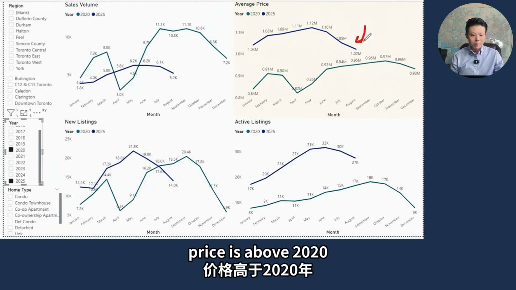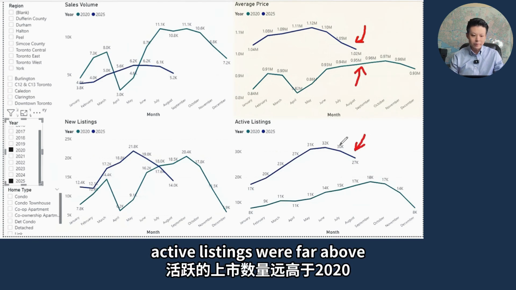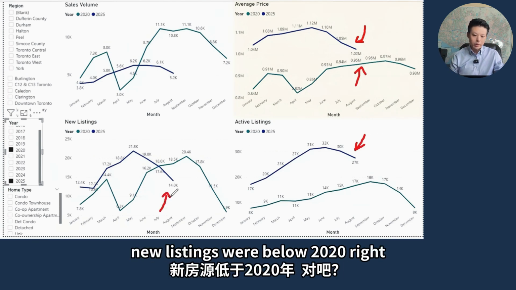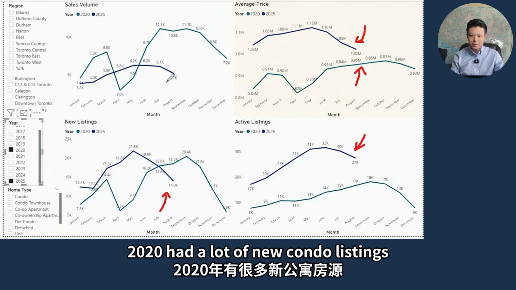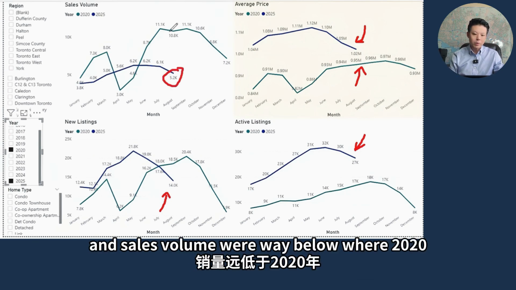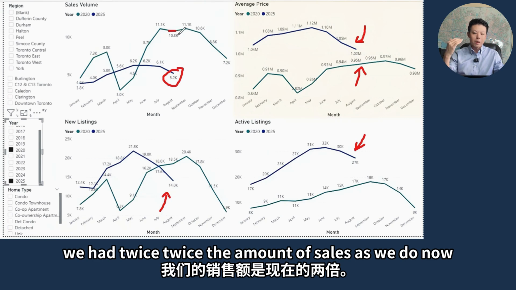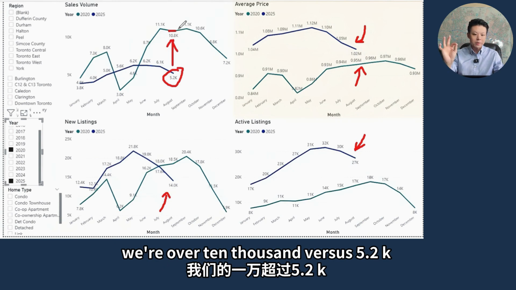You can see that on the screen. Right now, price is above 2020. Active listings were far above. New listings were below 2020, right? 2020 had a lot of new condo listings. And sales volume were way below where 2020 is. In 2020, we had twice the amount of sales as we do now. We're over 10,000 versus 5.2K.